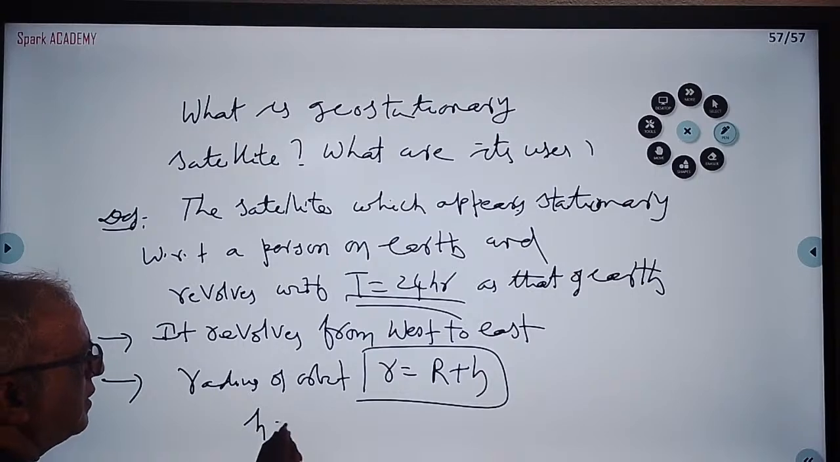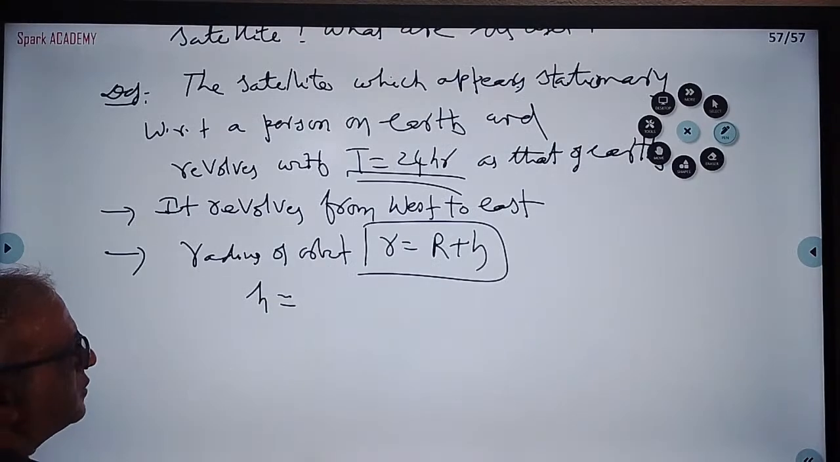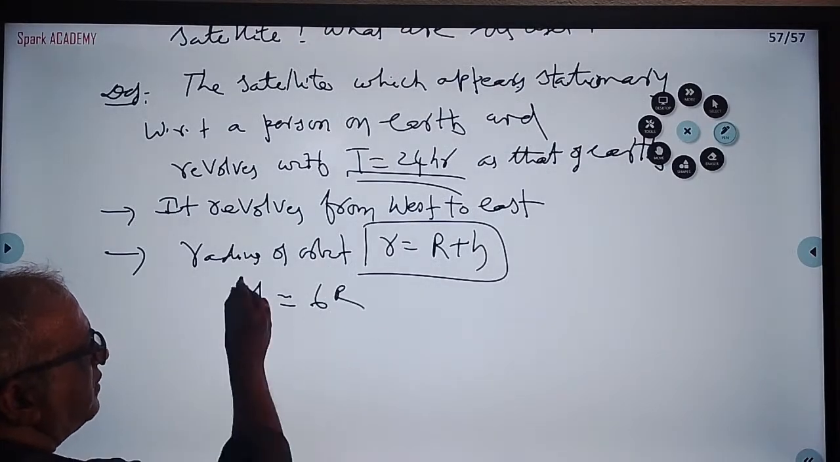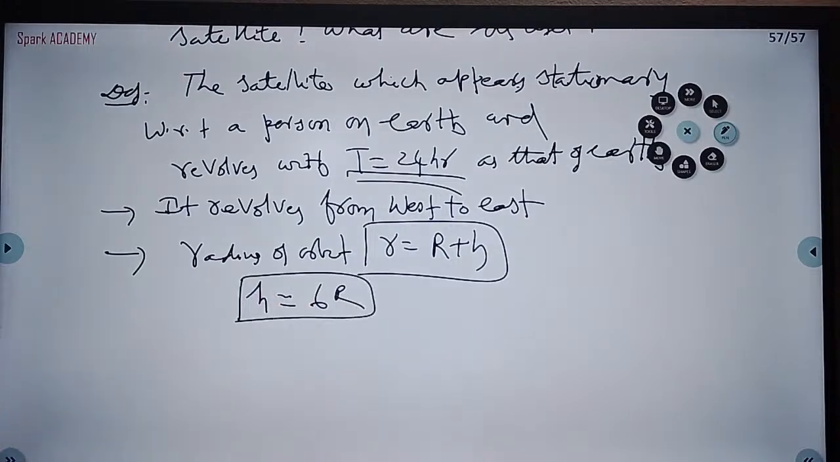h is approximately equal to 6 times the radius of the earth. We go to very large heights. Height is measured from the surface of the earth. The satellite appears stationary for a person on the earth, but it is revolving with a time period of 24 hours, as that of the earth. It revolves from west to east. This radius of the orbit is called the parking orbit. R is equal to r plus h.